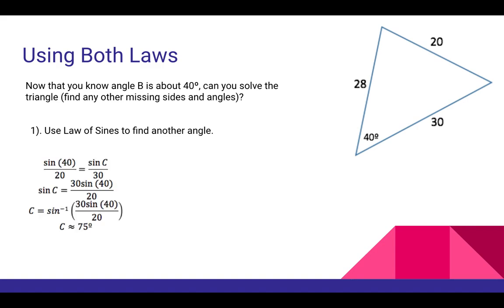I am going to go after what I'm calling angle C. It's the angle across from the 30 side. So sine of 40 over 20 is the sine of that angle over 30. So multiply by 30, do an inverse sine of that disastrous mess, and I get that angle C is about 75 degrees. Now we know by definition, if I add the three angles of a triangle, it's 180. So if I add the unknown angle A, angle B, which was 40, and angle C, which was 75, I end up with angle A is 65. So I now know all three angles, and I know all three sides.